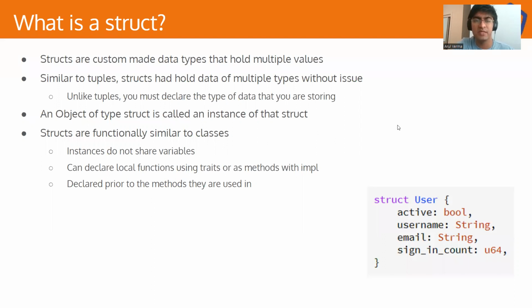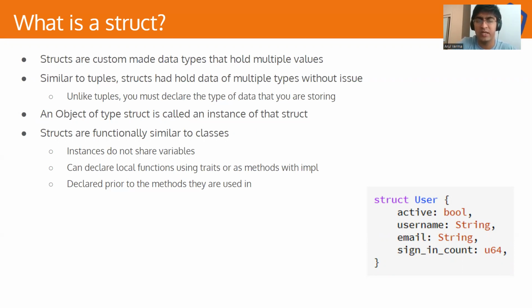So structs are custom-made data types that hold multiple values, much like tuples. And similar to tuples, you can hold data of multiple different data types without issues. And unlike tuples, you have to declare the type of the data that you are storing. So if you think back to the lecture that we had on basic data types, you'll remember that with tuples and other data types that are built into Rust, you can implicitly declare what type of data you're storing. And that doesn't apply to structs.